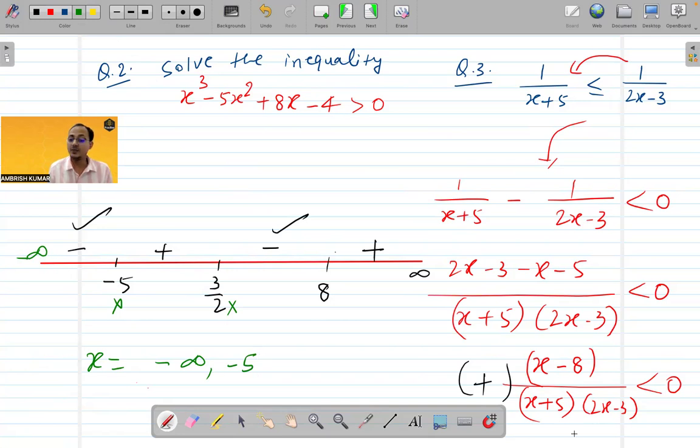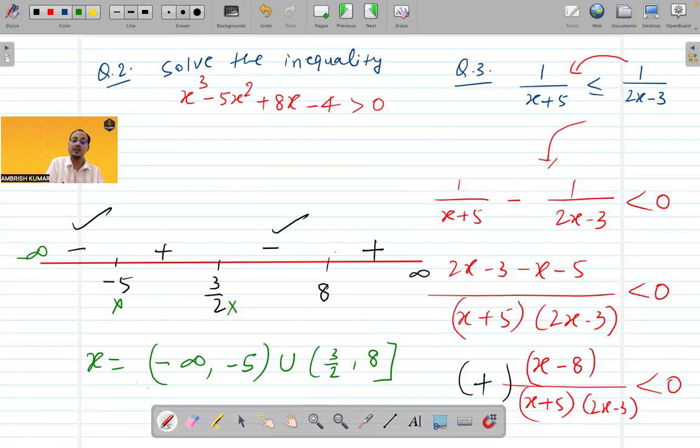Negative 5 we get from the denominator. So that's in open interval. Union 3 by 2, again we get from the denominator. So that again in open interval. But this 8 we are getting from the numerator, right? So if we get x equals 8 from the numerator, that you can always take in closed interval if we have the equality sign. So (3 by 2, 8]. Now with 8 you can take here the equality sign. Clear? So this is the answer.